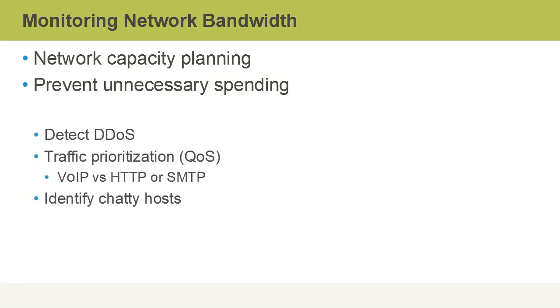Examples of things that we might learn by monitoring networks include detecting things like denial of service attacks or distributed denial of service attacks, DDoSes. We can also determine if we should be prioritizing traffic using quality of service or QoS. For instance, voice over IP traffic might have a higher priority in being sent over the network because it's time critical versus HTTP or SMTP traffic. Our tool of choice might also easily identify chatty hosts on the network. And this might even lead us to the fact that perhaps we've got an infected host that is sending and transmitting more traffic than is normal on the network.